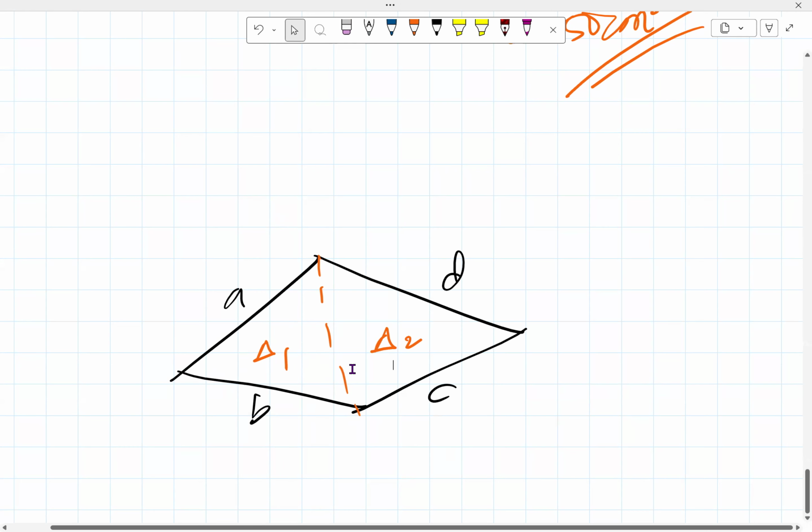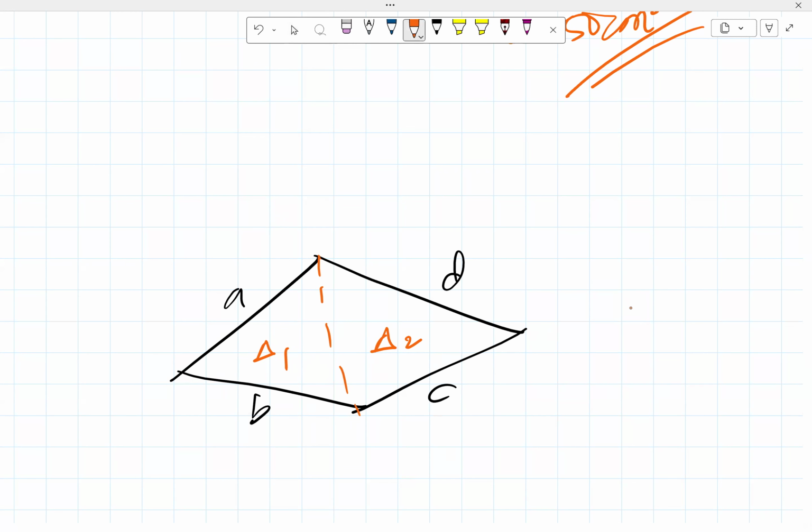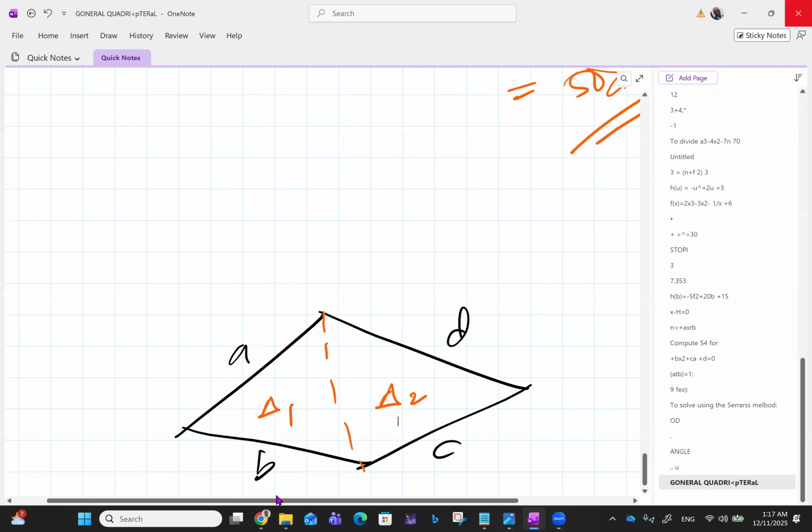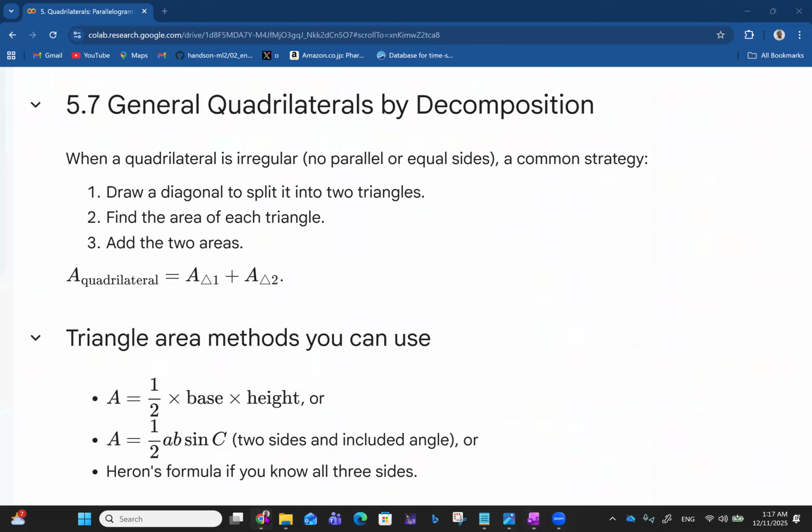Or you can also divide it this other way. Or again, you can divide it into four triangles too. Like if you drop this line, it can be four triangles, but I think maybe that's even easier. It all depends, because it's an irregular shape, so anything can happen. So just divide it in a convenient way and work it out.